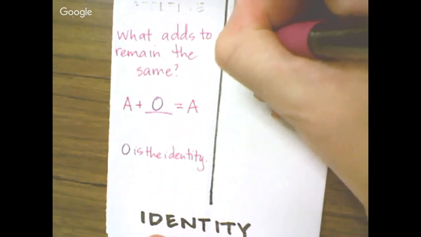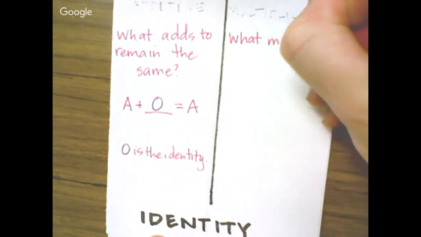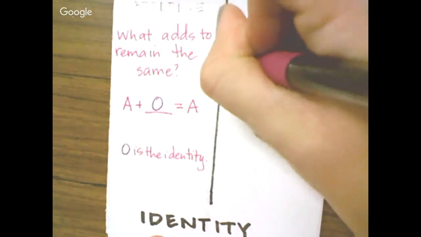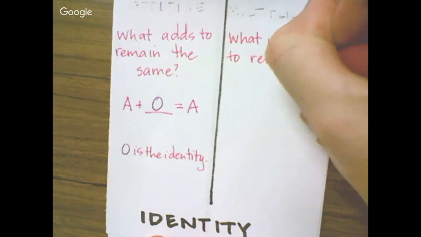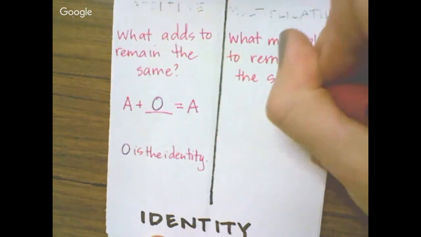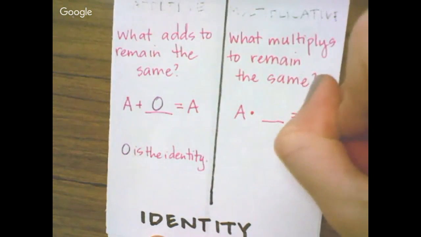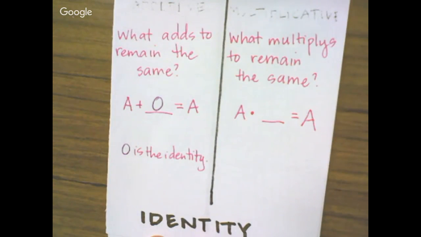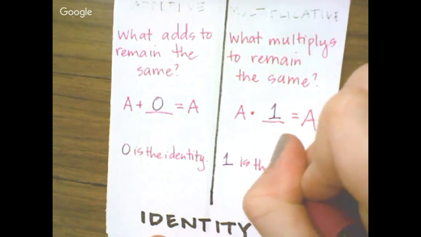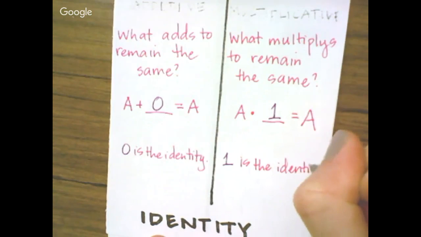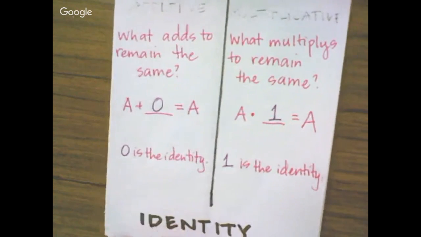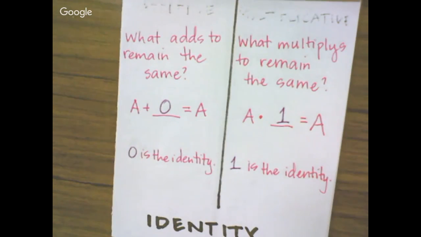In multiplication, it's what multiplies to remain the same. So A multiplied by what is still equal to A? This is just 1. So we would say 1 is the identity. Okay, so that's our additive and our multiplicative identity.